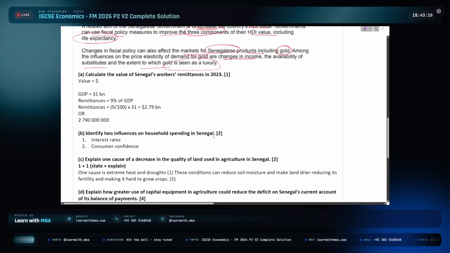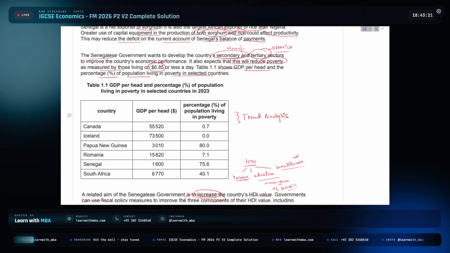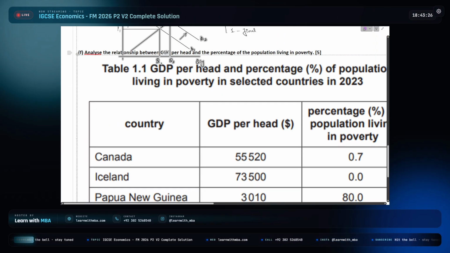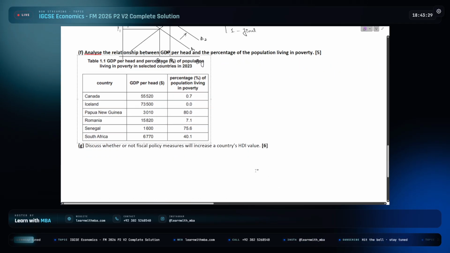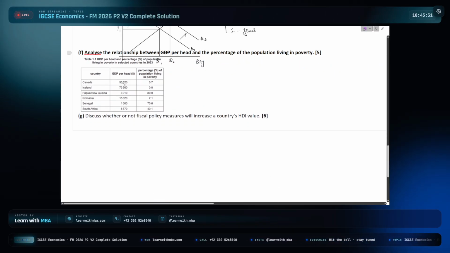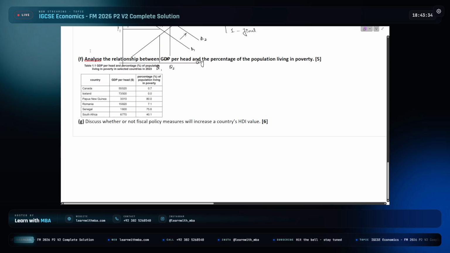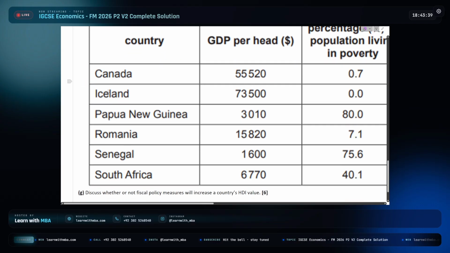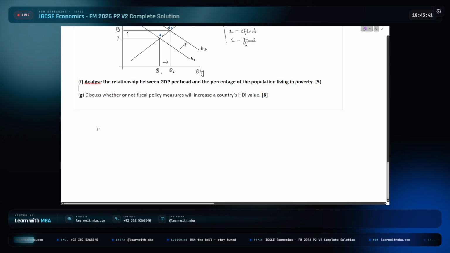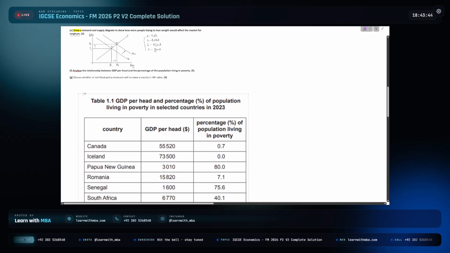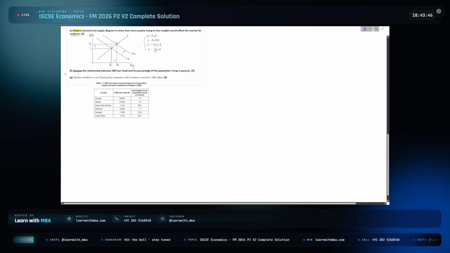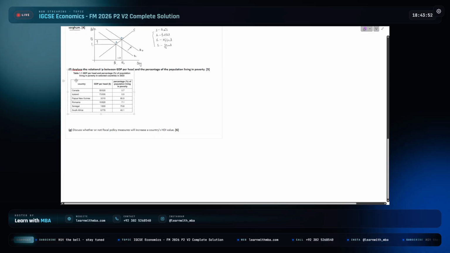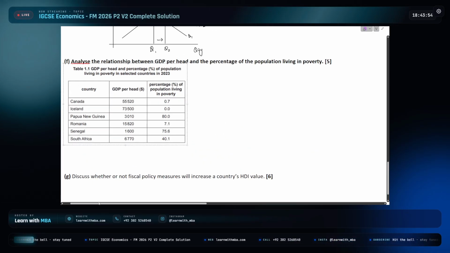Analyze the relationship between GDP per head and percentage of population living in poverty. So obviously, we would use this. And do you remember what I told you about whenever there's a question on trend analysis? How do you go about it? Anomaly. Excellent, right? So what you're going to do is let's use this as a reference, right?